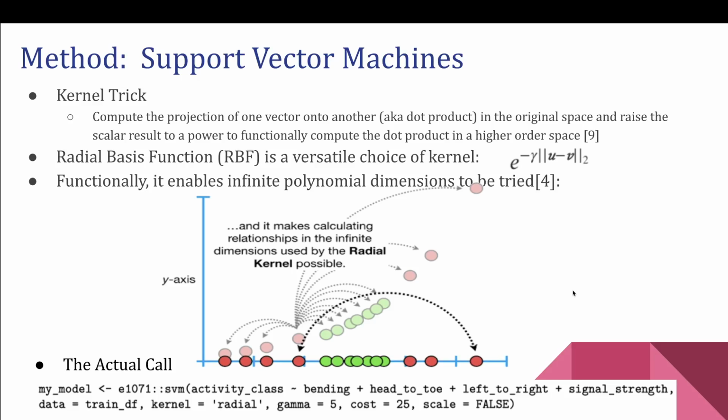For our actual call, we use the e1071 package, and we model the activity class with the bending plane, the head-to-toe plane, the left-right plane, and then the signal strength, with that radial basis function for our kernel. Our gamma is 5, so that's the tolerance for the disparity between the classes. And then our cost is our tolerance for misclassification.